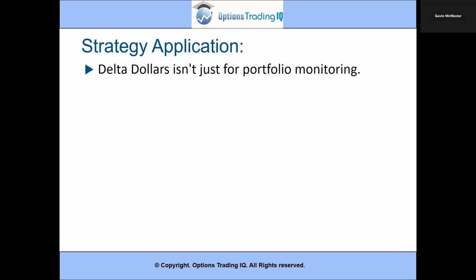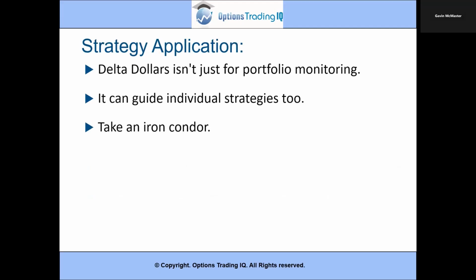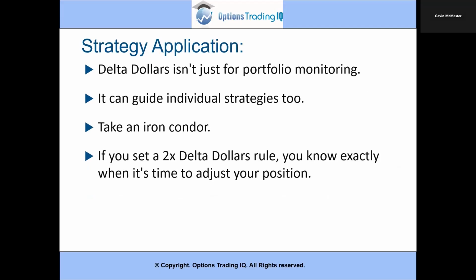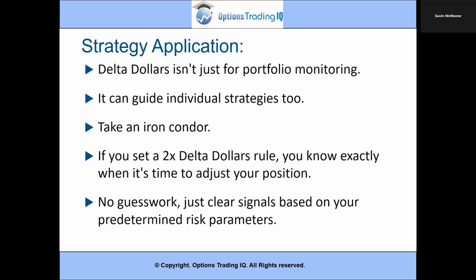Delta dollars isn't just for portfolio monitoring. It can guide individual strategies too. Take an iron condor. If you set a 2x delta dollars rule, you know exactly when it's time to adjust your position. And this is a rule I have with my own trading when I'm doing iron condors. There's no guesswork involved, just clear signals based on your predetermined risk parameters.